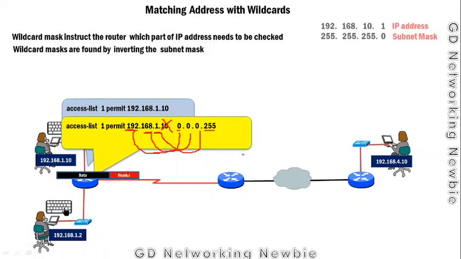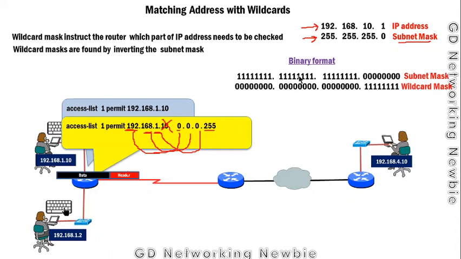For example, in this case we have been given this IP address and this subnet mask. The question is how to find this wildcard mask. Wildcard masks are found by inverting the subnet mask. We have this subnet mask, and if we represent it in binary, this is its binary equivalent. To find the wildcard mask, we invert all the respective bits.